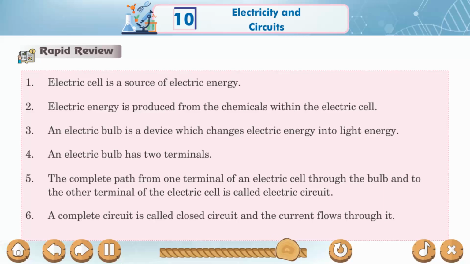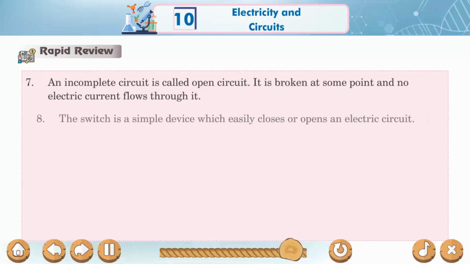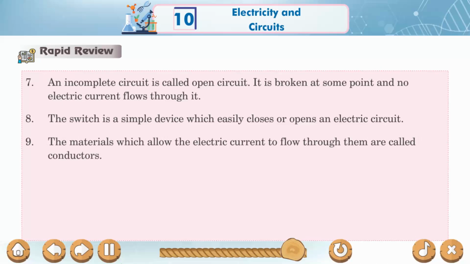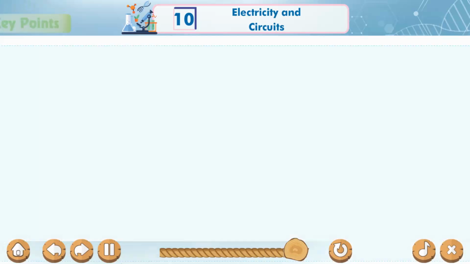A complete circuit is called a closed circuit and the current flows through it. An incomplete circuit is called an open circuit. It is broken at some point and no electric current flows through it. The switch is a simple device which easily closes or opens an electric circuit. The materials which allow the electric current to flow through them are called conductors. The materials which do not allow the electric current to flow through them are insulators.